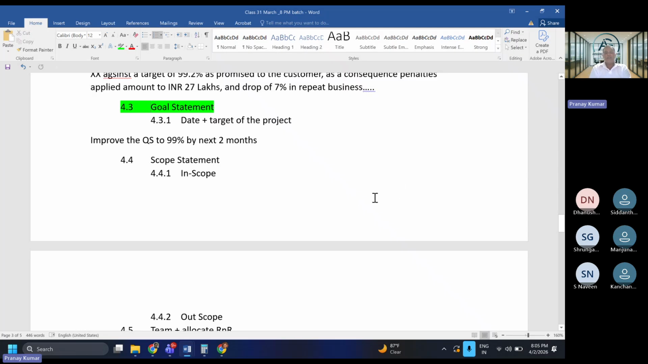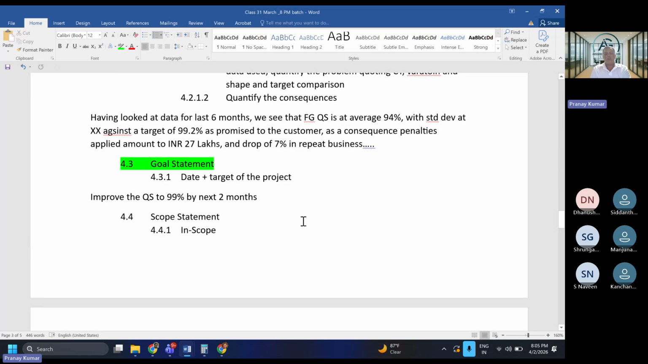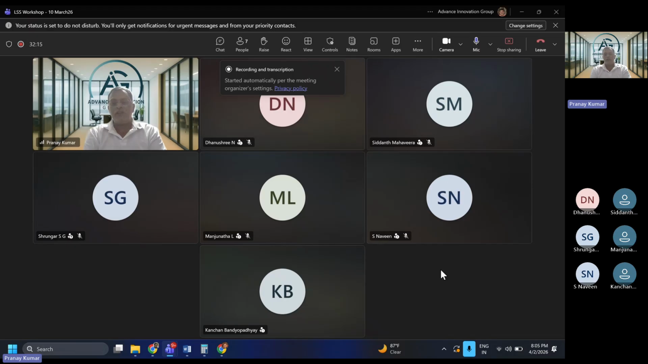So let's start. I hope the business case, problem statement, and goal statement are clear. I am moving on to the scope statement. Naveen, any questions on what we discussed in the previous session? No, sir.